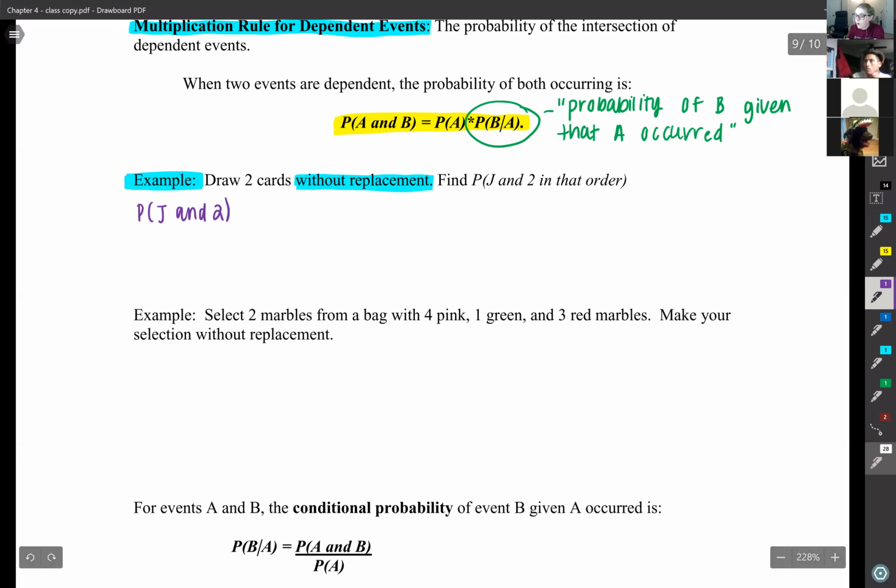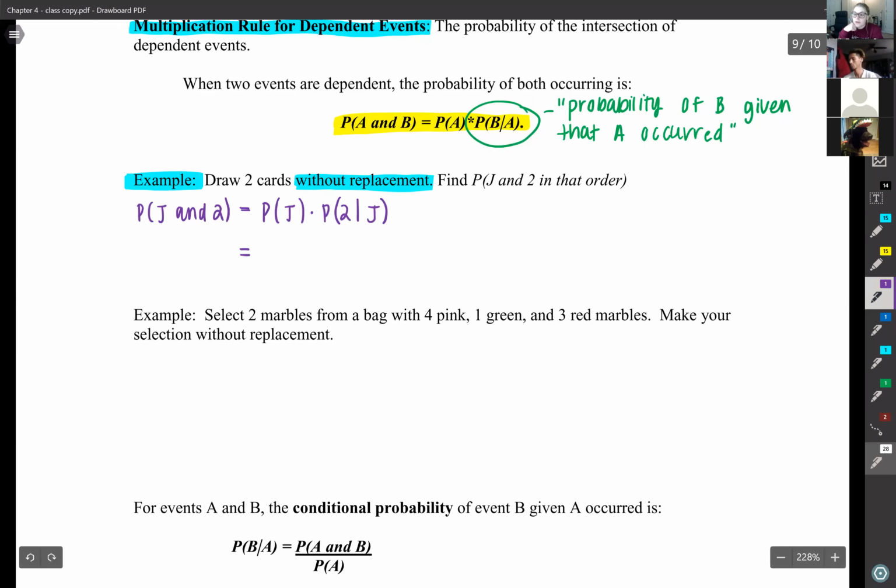Okay, well, we're doing them without replacement, so these are dependent events. According to my formula up here, this is P of J times the probability of getting a 2 given that we got a jack. So this is read as the probability of getting a jack times the probability of getting a 2 given that we drew a jack on the first one.